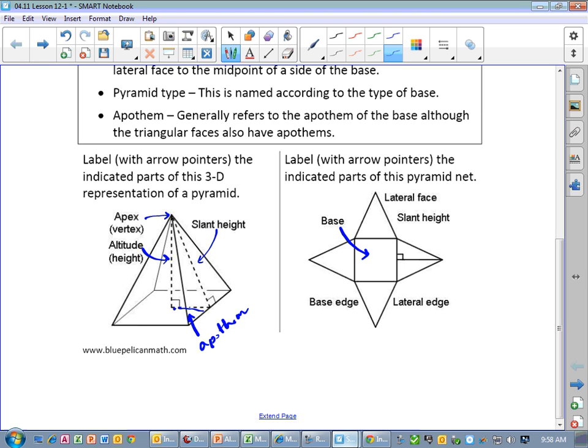In this case, we're assuming it could be a square, but we don't call it a square unless we know for sure. Okay. Moving on. That's a pretty good analogy. I'm happy with that. Base edge.